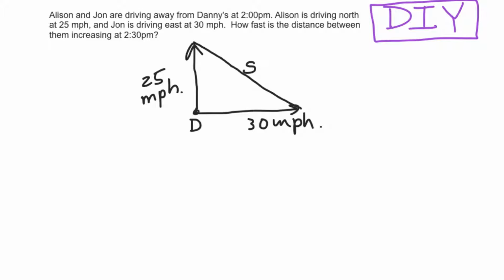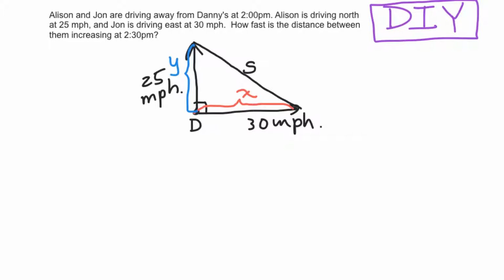Let's go ahead and label some of the other things in the picture. First of all, we see that we have a right triangle in here, so it's going to make some sense to use the Pythagorean theorem. Let's call John's distance from Danny's X, and let's call Allison's distance from Danny's Y.